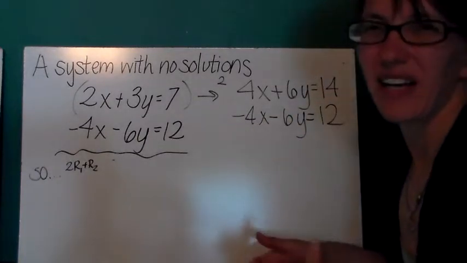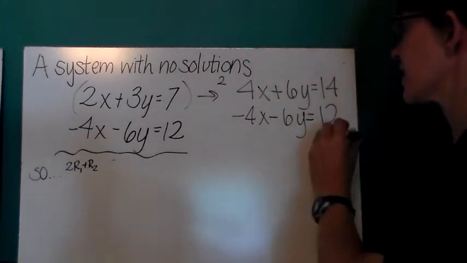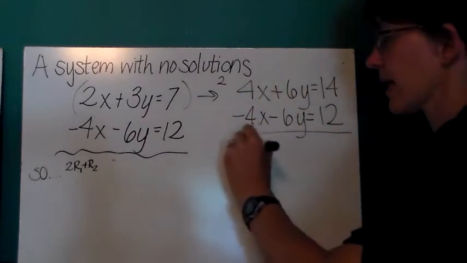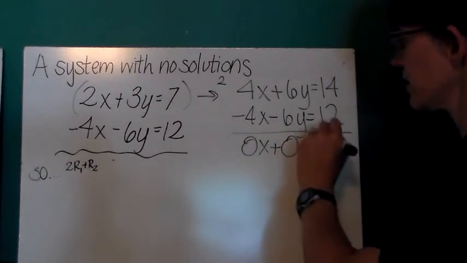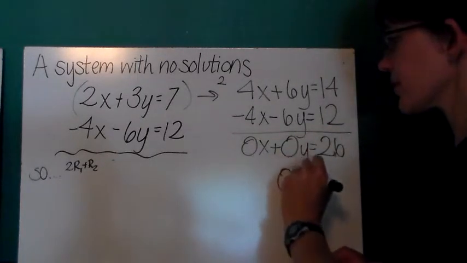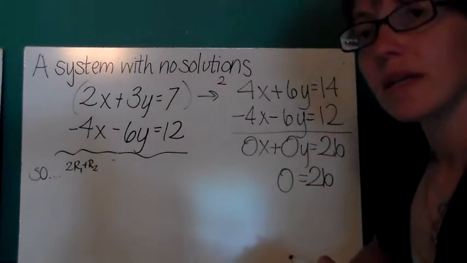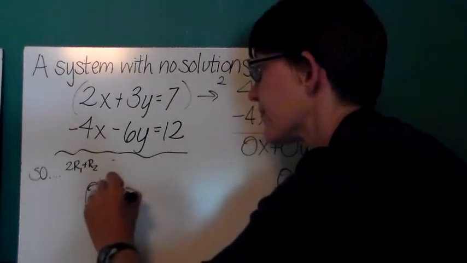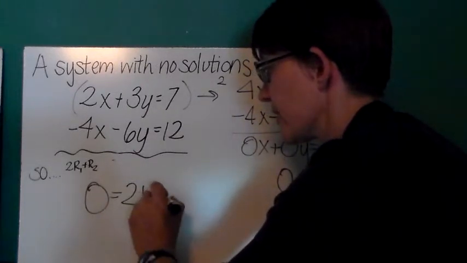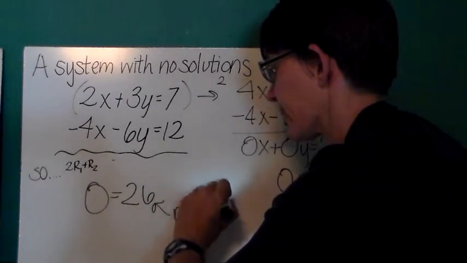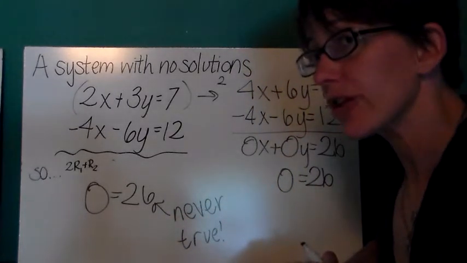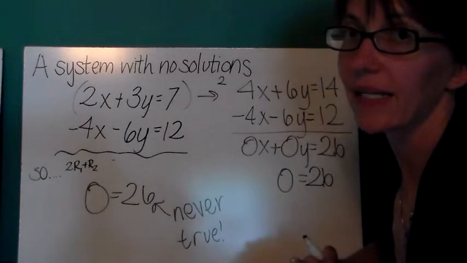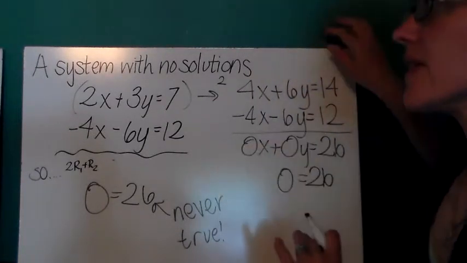And I do recommend that you write out both equations. I know I didn't in the last one, but it's a good idea. Now here I get 0x. Here my y zeroes out as well. 0x plus 0y equals 26. Or 0 equals 26. 0 equals 26 is never true. Since this statement is never true, it means the two lines will never intersect. They are parallel lines, and this system has no solution.